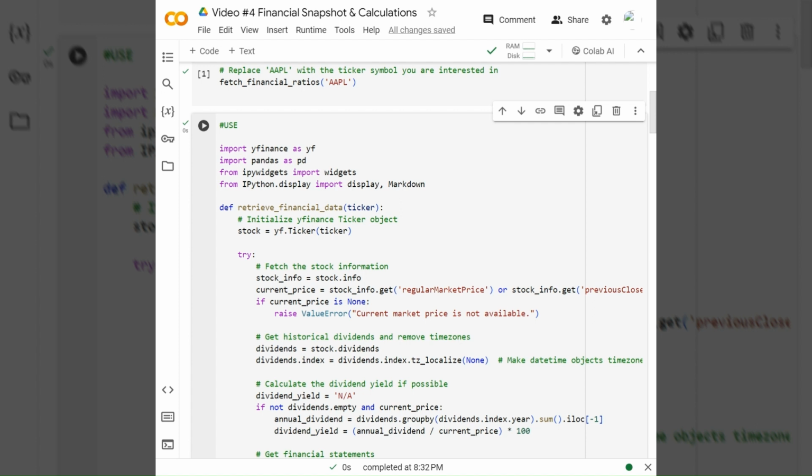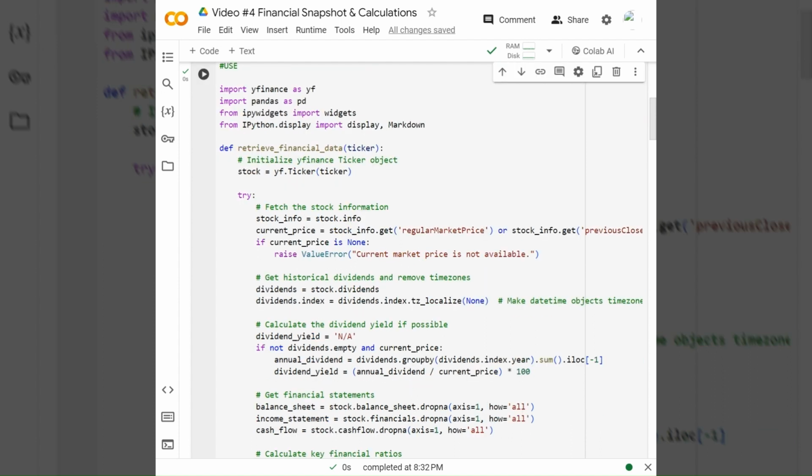We need to make sure that their cash flow is positive and that they are generating cash at the end of the day. So with that, we're going to be utilizing Yahoo Finance again. We're going to be setting up the connection to retrieve the data for a specific ticker symbol. We're going to then fetch that stock information. We're going to collect the current market price of that stock, or if it's on a weekend per se, the script will use the last market day available.